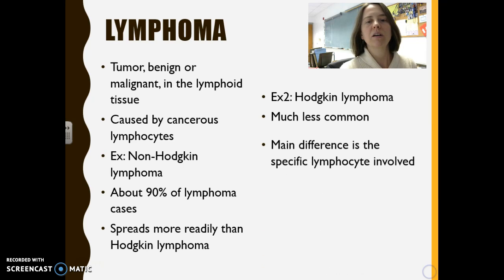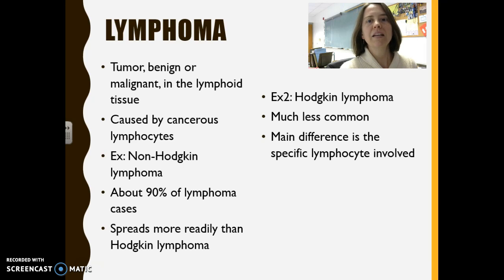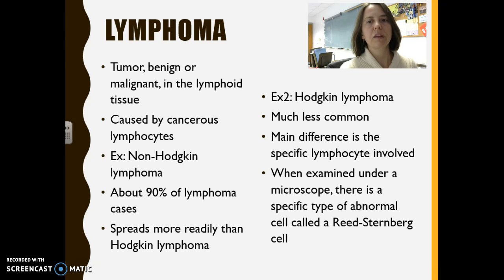Well, the Hodgkin lymphoma is much less common, and the main difference is the specific lymphocyte that is involved and has become cancerous. So there is a lab test where you look under a microscope, and if you see a specific type of abnormal cell called a Reed-Sternberg cell, probably named from the scientists who found it, then it is diagnosed as Hodgkin lymphoma.